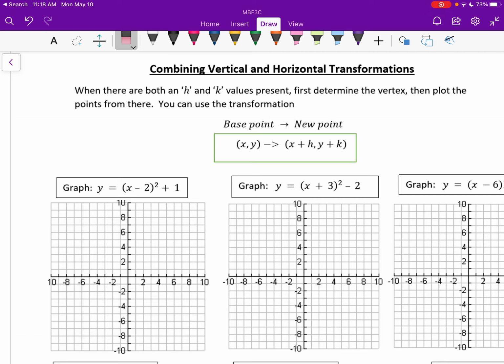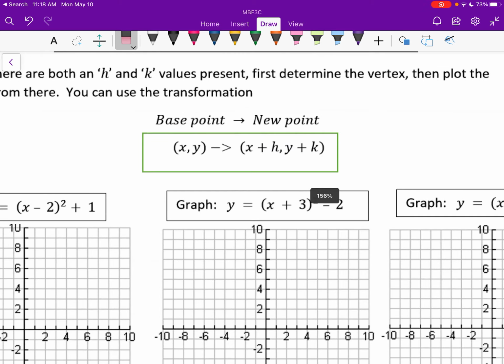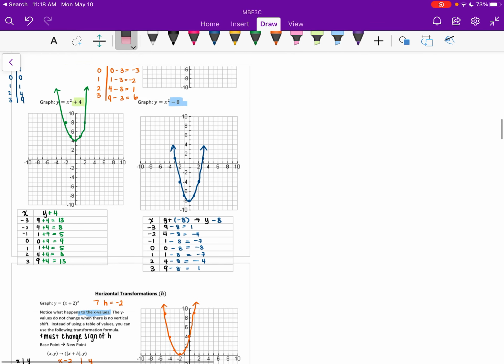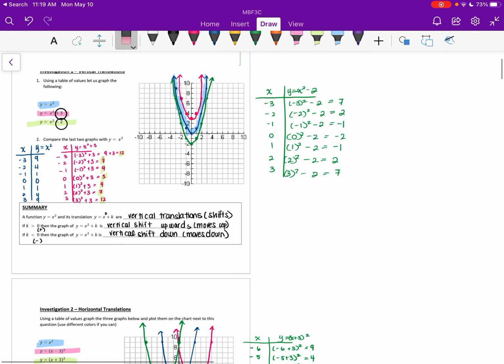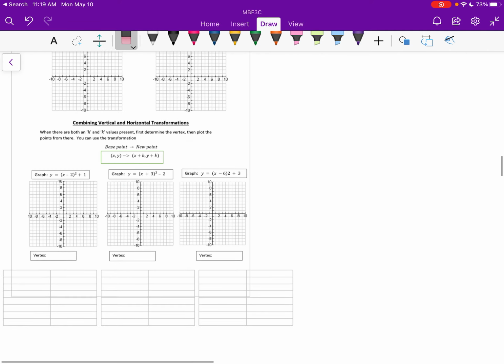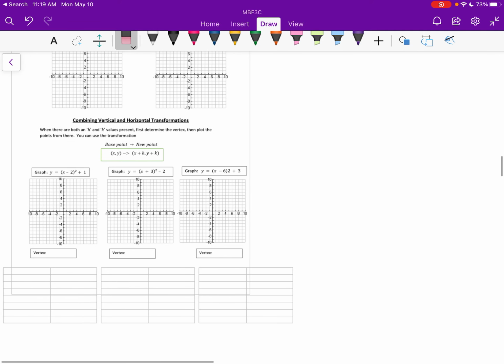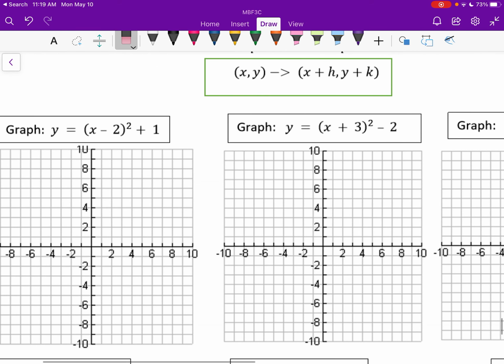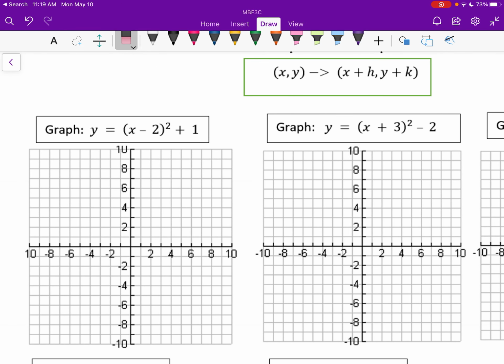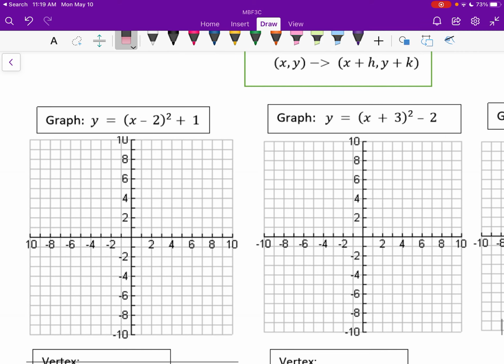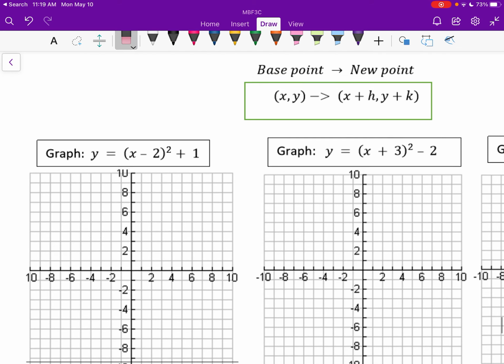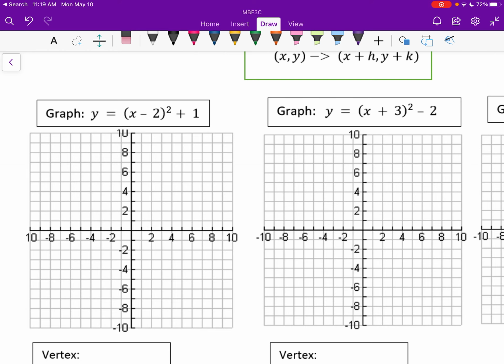This is where we have both an H and a K. It sounds complicated, but what you're doing is basically taking what we've been doing with both of these and combining them together. And it's not hard. So I'll show you how we're going to do that. You're going to take your original formula and just add the H and the K values. So let's first find out what our H and K values are here. I'm going to start off with this graph over here.